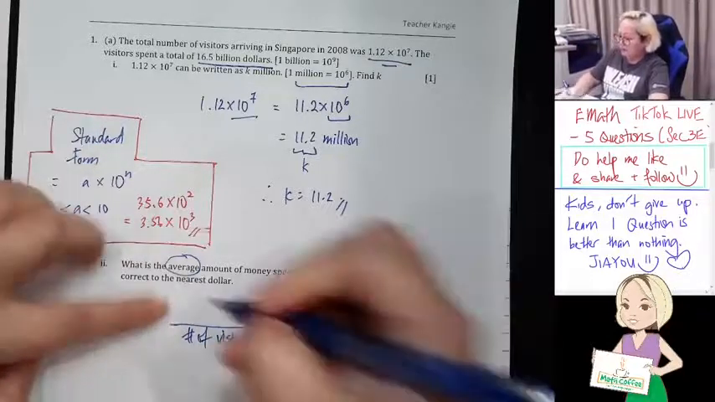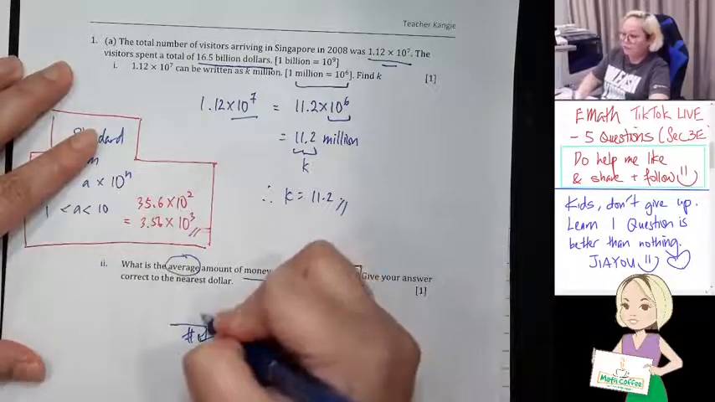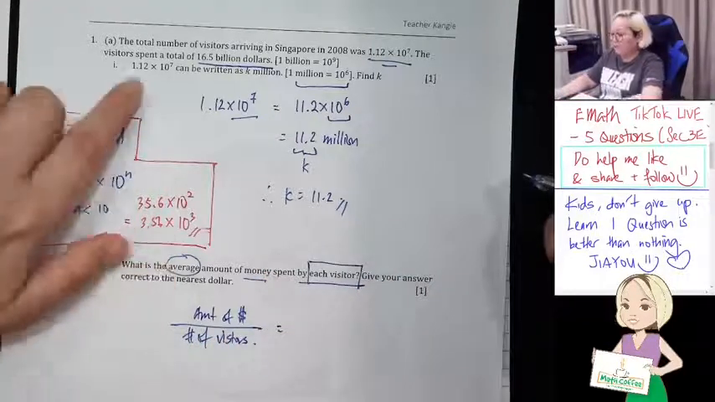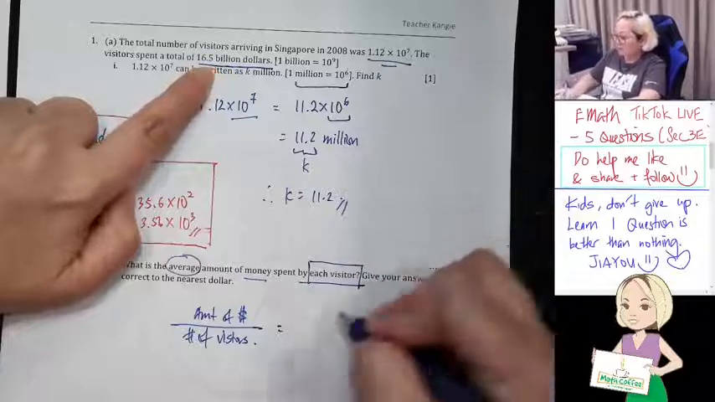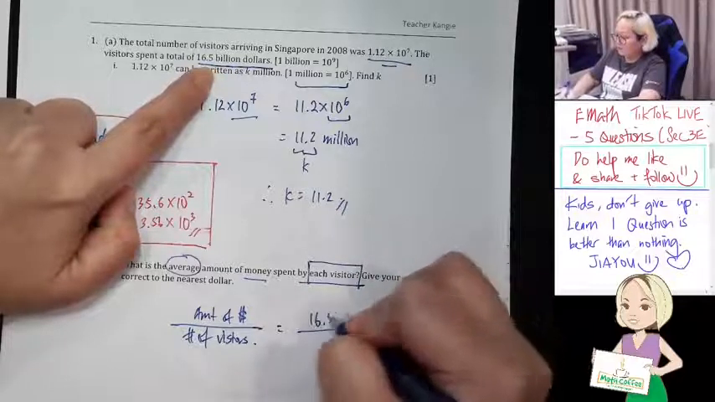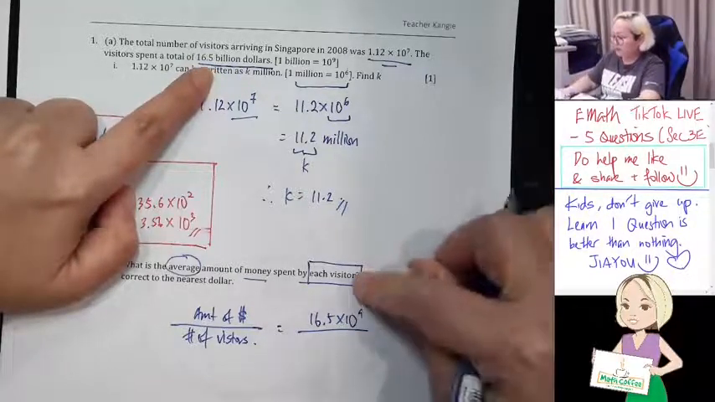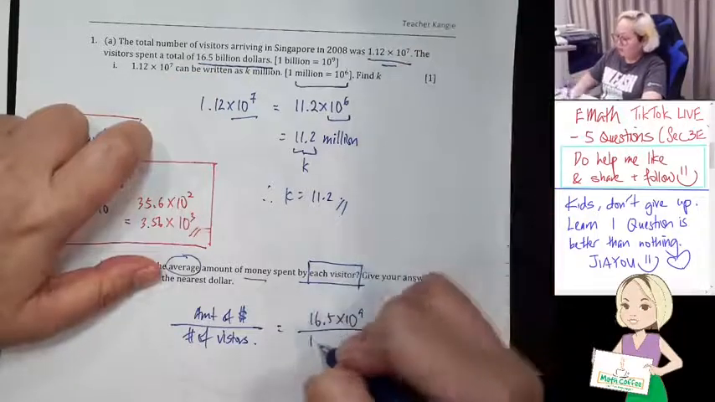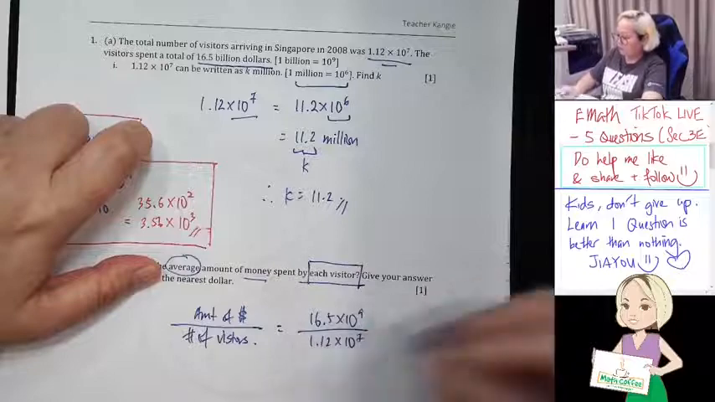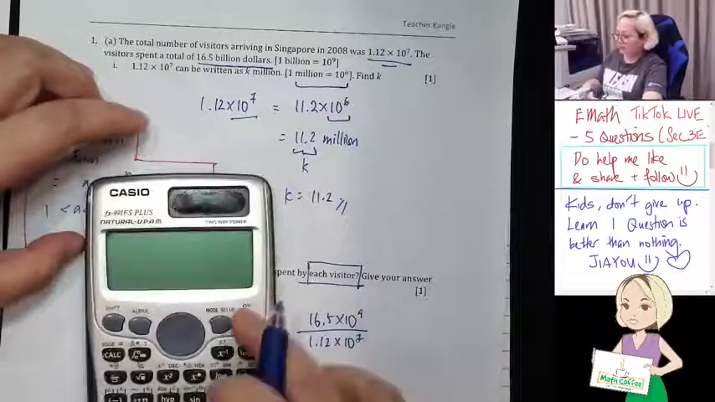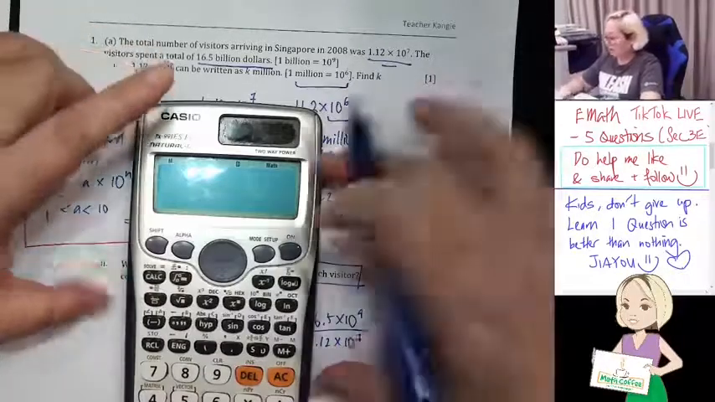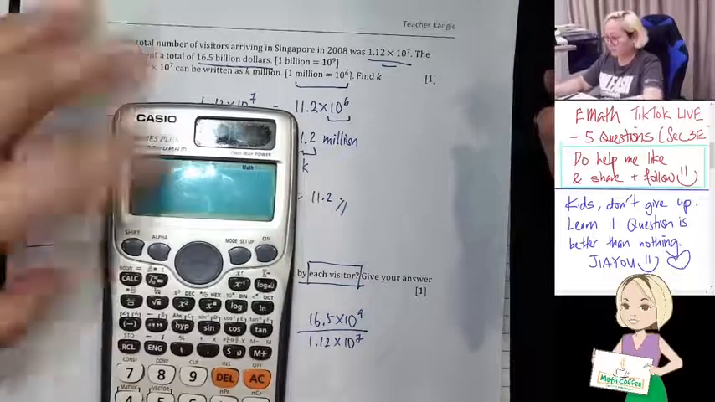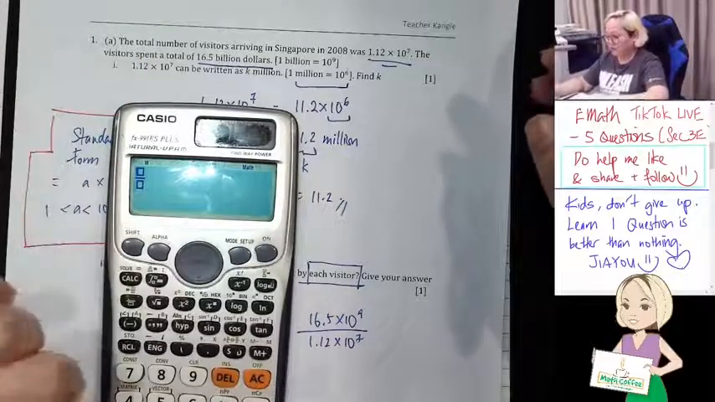And then the top part is about the money. The amount of money in this case is 16.5 billion, so 16.5 times 10 to the power of 9. The number of visitors is 1.12 times 10 to the power of 7. You can press the calculator for standard form. Take note, for standard form you need to press the calculator. I put fraction, so 16.5.